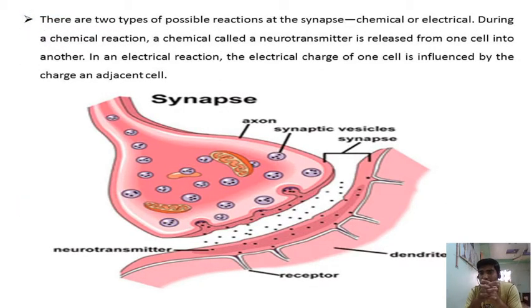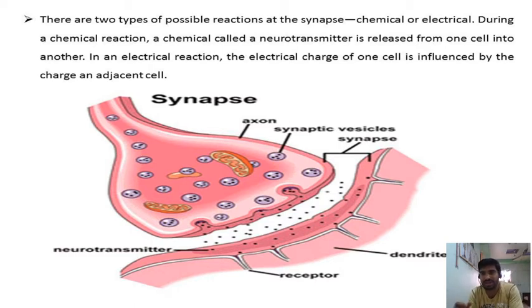There are two types of possible reactions at the synapse. This diagram shows the ultrastructure of the synapse. In these synapses, mitochondria, lysosomes and synaptic vesicles are present. The synapse is a special gap junction, a special modification of the plasma membrane. These synapses are either chemical or electrical.